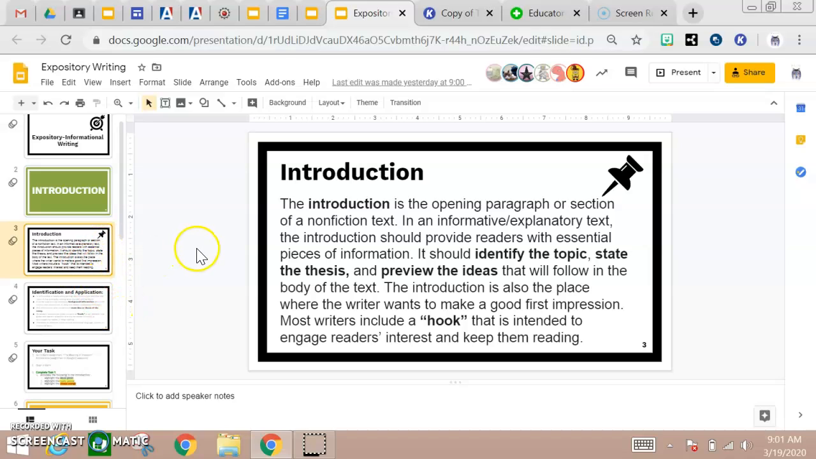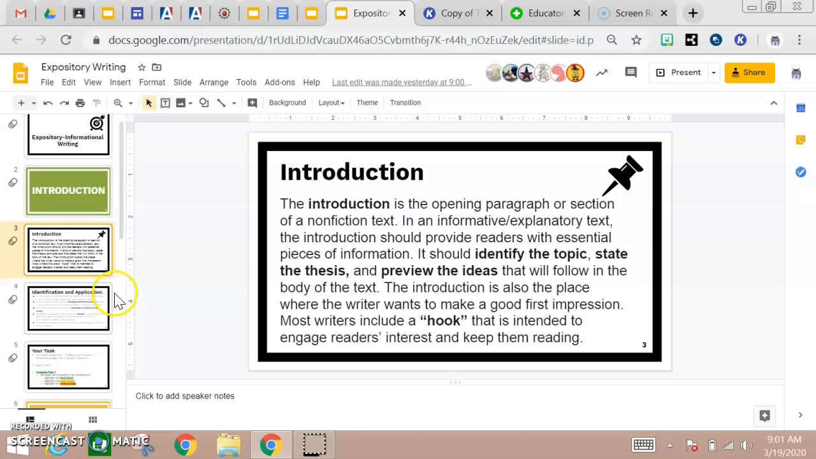But real quick, the introduction is the opening paragraph. You identify the topic, you have the thesis. But really the biggest thing is that you want to hook the reader in. It's more like, will the reader continue reading after they read your first introduction?